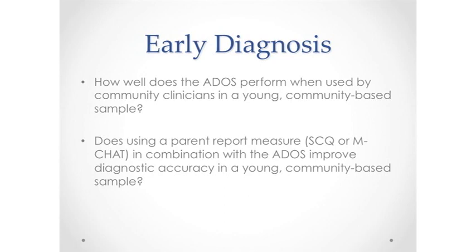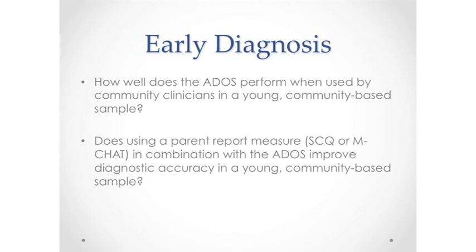So the primary aims of this study were to see how well does the ADOS, the Autism Diagnostic Observation Schedule, perform when used by community clinicians in a young community-based sample. So these were all children that were seen consecutively or across a period of time, where there was a question of autism, and they were all under the age of 3, most of them between 2.5 and 3 years of age. And does using a parent report measure in combination with the ADOS improve diagnostic accuracy in this particular sample?